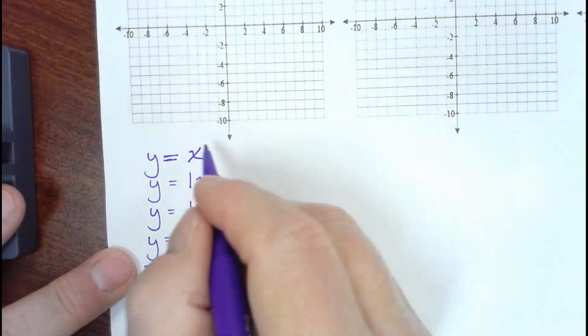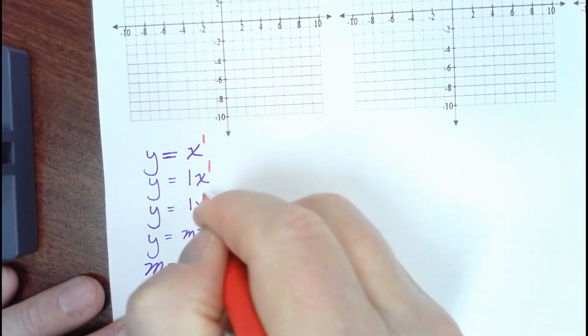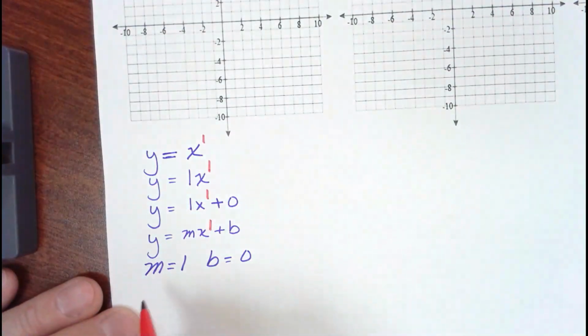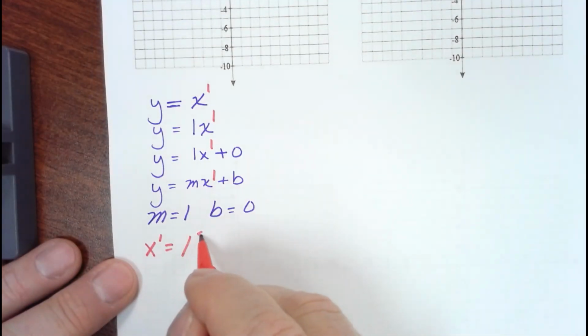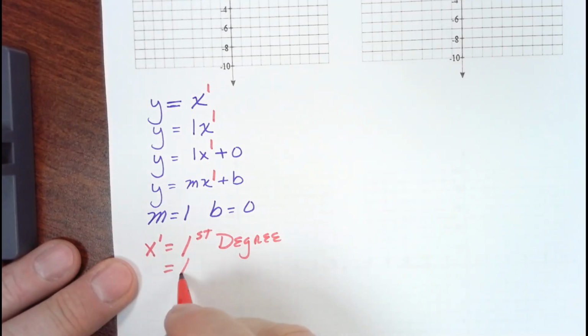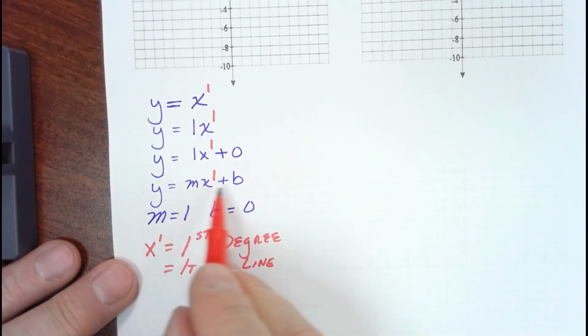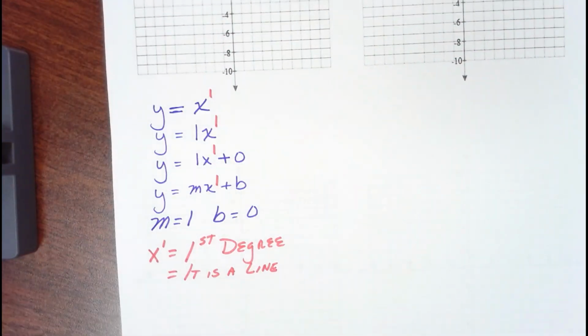Also, this is an exponent of 1. If it's not written, it's understood to be 1. x to the first is a first degree, which means it is a line. So if I didn't know it before, by expanding it out into mx plus b, I should have known it right away when I had an exponent of 1.